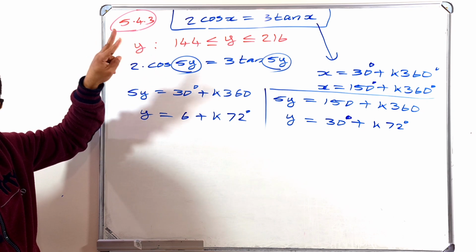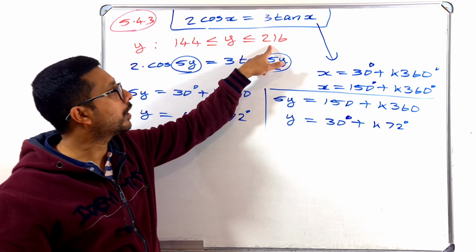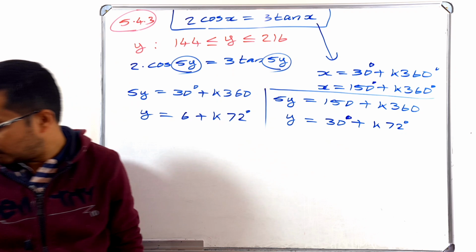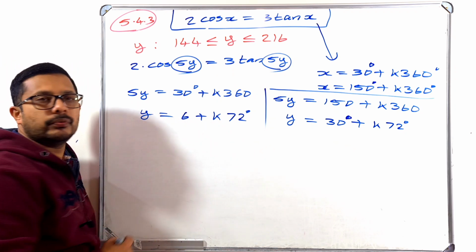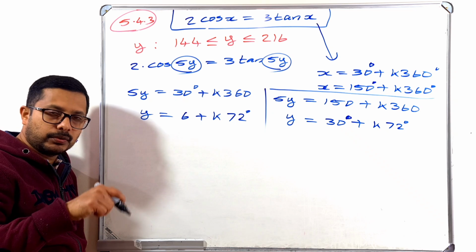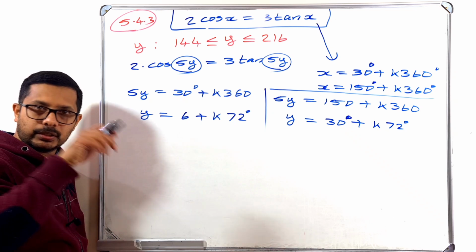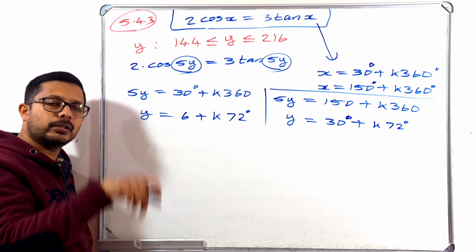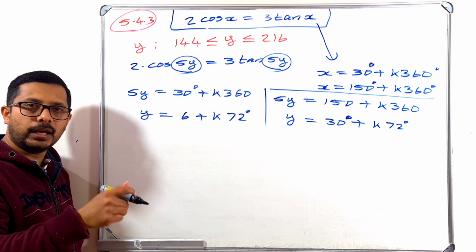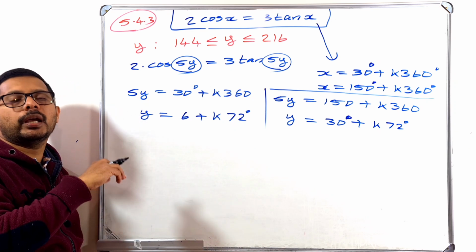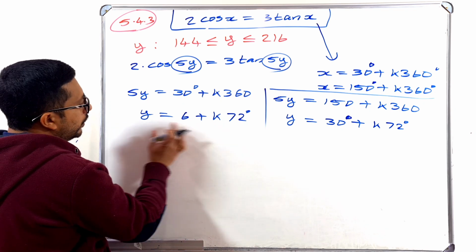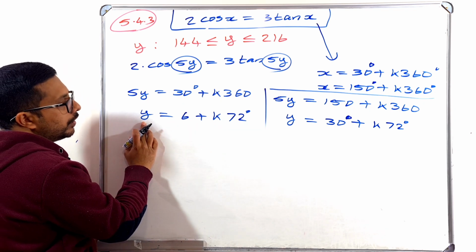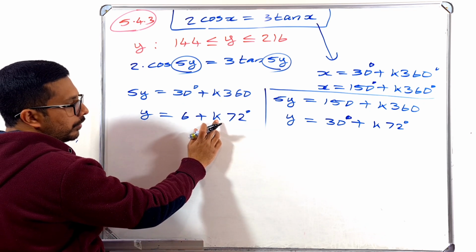You have to find two values for y between 144 and 217. So for that, what we have to do is substitute different values for k. K stands for the rotation. First rotation, second rotation, third rotation. K is equal to 1, K is equal to 2, K is equal to 3, like that. Anti-clockwise is positive and clockwise it is negative. Okay, so we have to find two values for y.